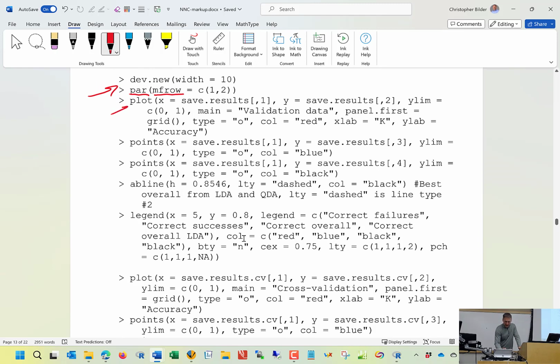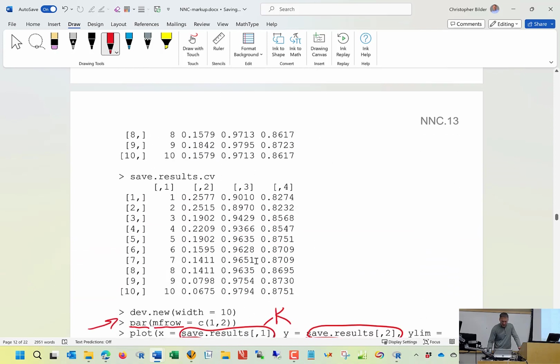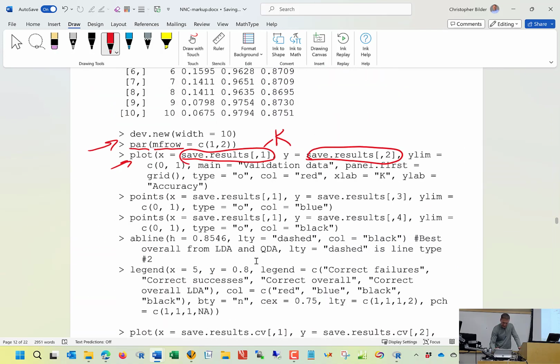Then I say plot. For my x-axis, here's where my K is. And we're doing the validation one first. It's the first column. For my y-axis, here is the correct failure rate. I put some nice y-axis limits there, of course 0 to 1, that makes sense. I put some titles on the plot.